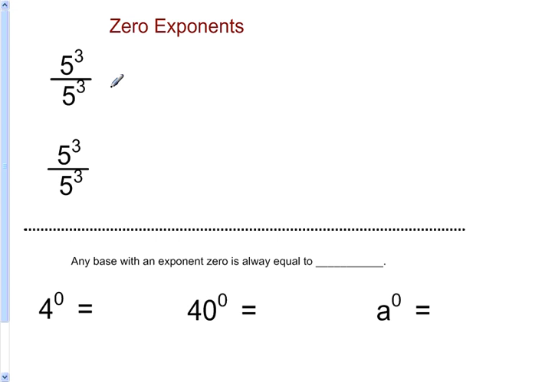Now let's look at zero exponents. So what happens if we have a zero exponent? Well, we're going to have 5 to the 3 over 5 to the 3. And I want to just explain and make sure you're clear where this comes from.